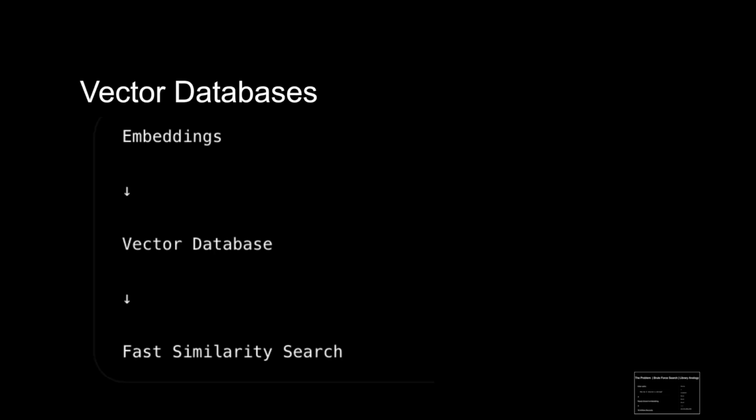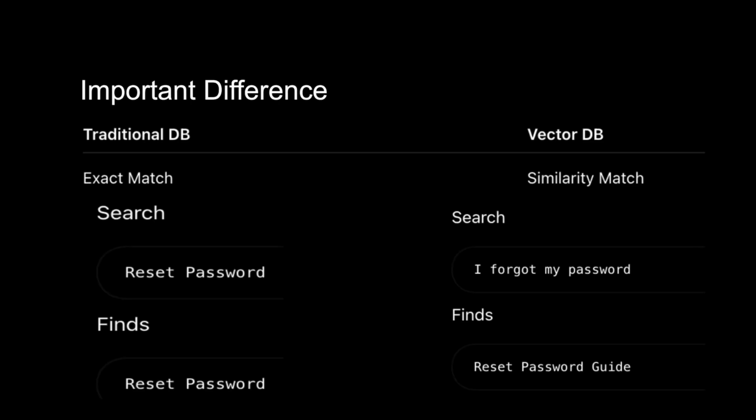Now enters the vector database. A vector database is designed specifically for storing and searching embeddings. It doesn't just store vectors, it organizes them so similar vectors can be found very quickly. Traditional databases answer questions like find employee ID 105, whereas vector databases answer questions like find documents with similar meaning.